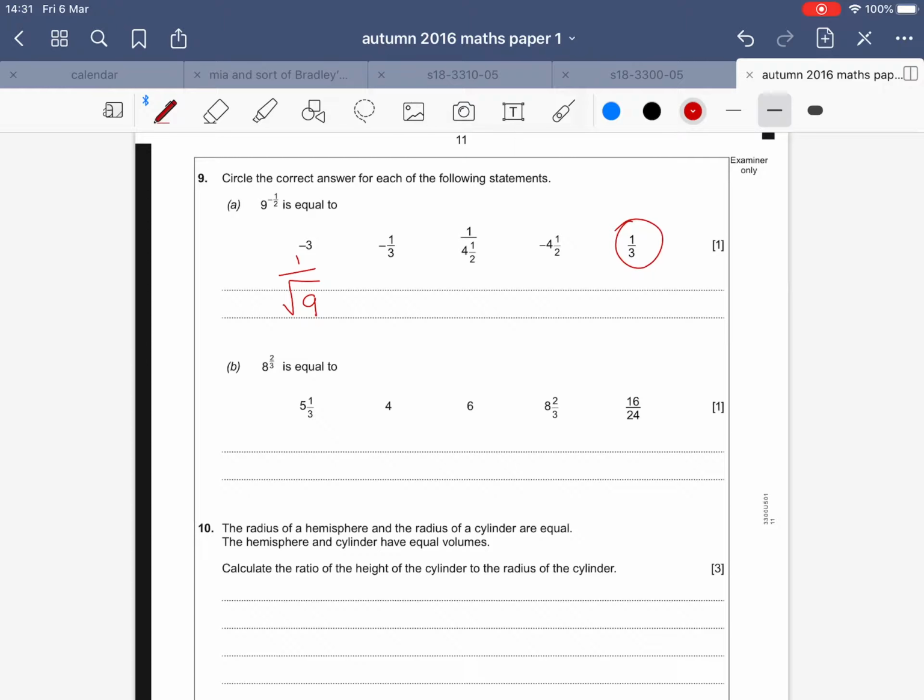8 to the power of 2/3. This means the cube root of 8 squared. So the cube root of 8 is 2, and 2 squared is 4. So our answer is 4.